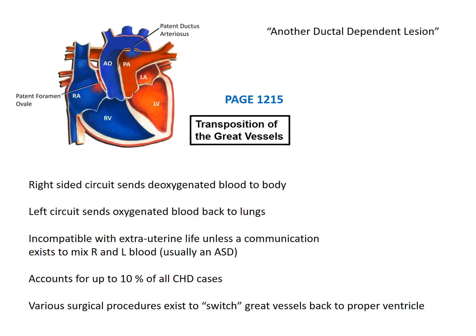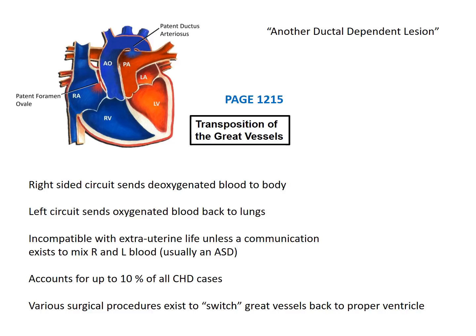Here's another ductal dependent lesion. This is transposition of the great vessels. And you can see that the aorta and the pulmonary artery are essentially switched. And this is incompatible with extrauterine life. There needs to be some type of communication between the left and right to be able to get mixed blood, to be able to get some form of oxygenated blood moving through the heart. That can happen through a patent ductus arteriosus, or it can happen through a patent foramen ovale.